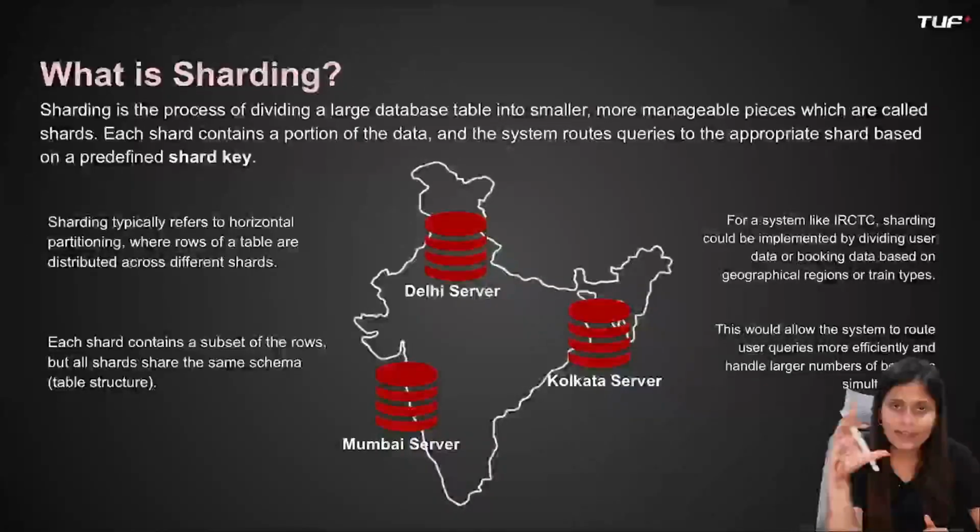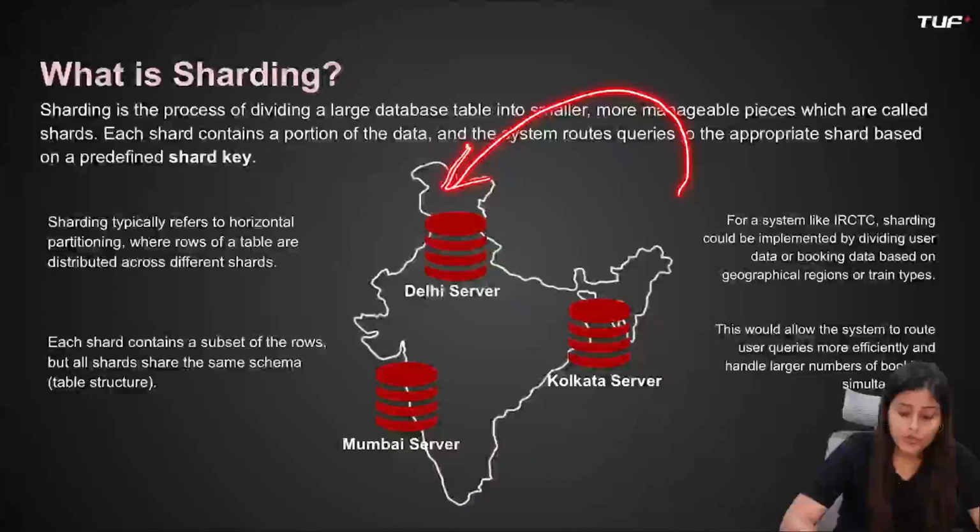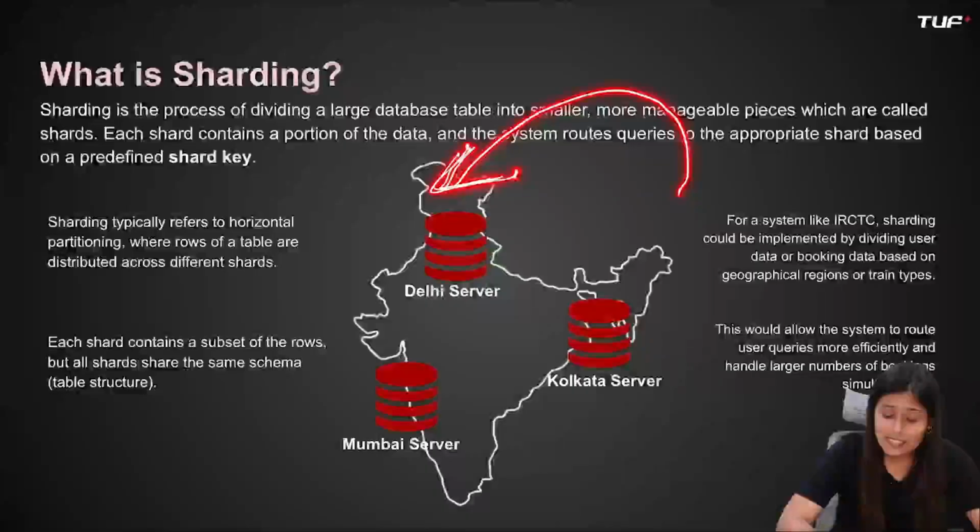So if you want to divide the train data on the basis of train type or geographical region, on that basis you have selected that the Delhi server should contain all the bookings which have been done for the Delhi location. So hence, if you want to search for any booking, you will search on this server itself, right?